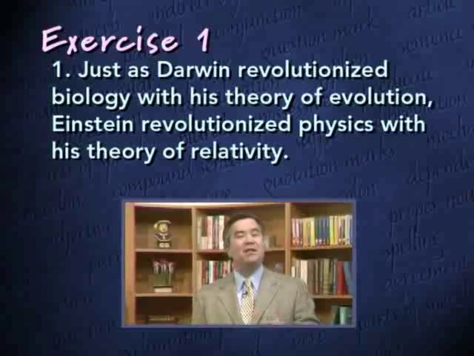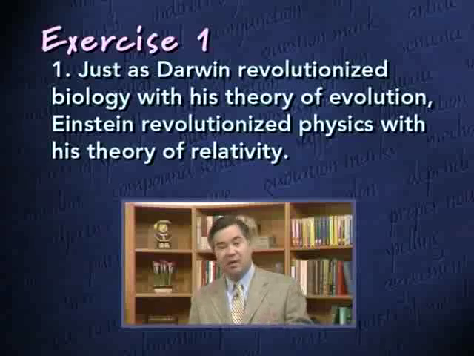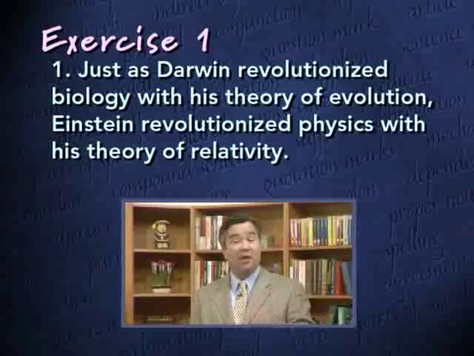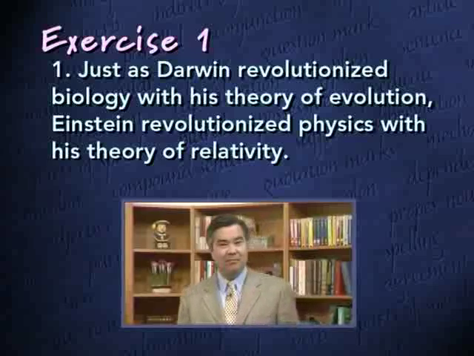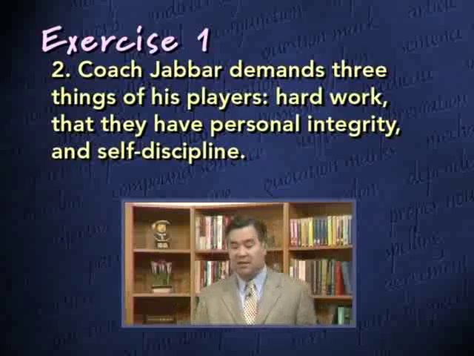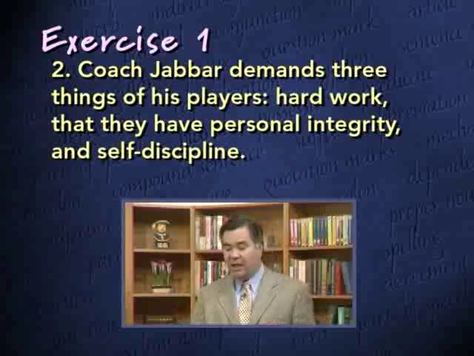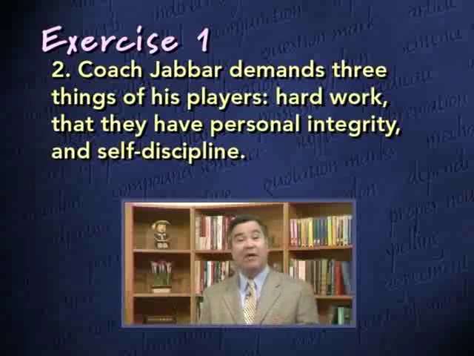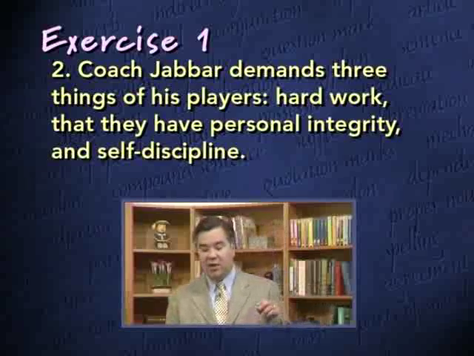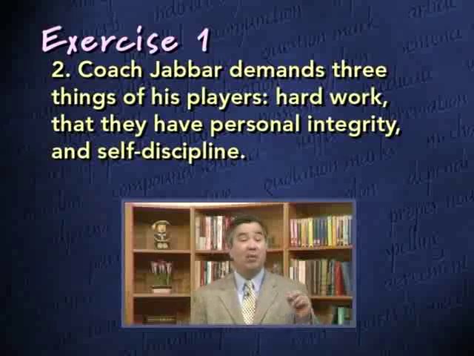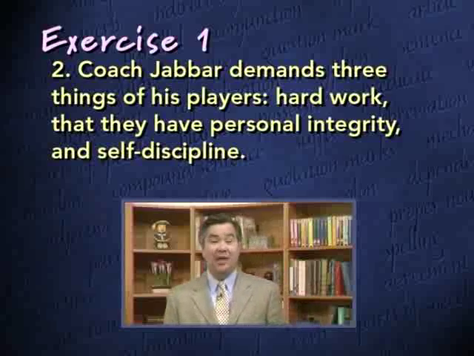Notice how the sentence seems clearer and crisper. The ideas and their relationship become that much clearer when the principle of parallelism is followed. Let's take a look at the next example. Coach Jabbar demands 3 things of his players: hard work, that they have personal integrity, and self-discipline. Now, here we have a list of 3 things, the 3 things that Coach Jabbar demands of his players. And whenever 3 or more things are being listed, we want them to be set up in grammatically parallel form. Has that been done here?